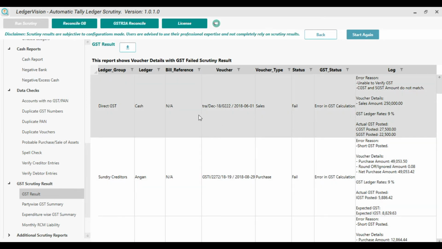Users are advised to go through these reports on a monthly basis so that your monthly returns will be correct.